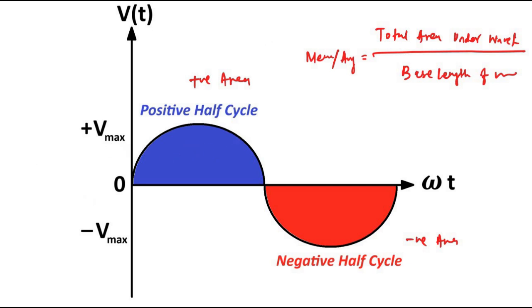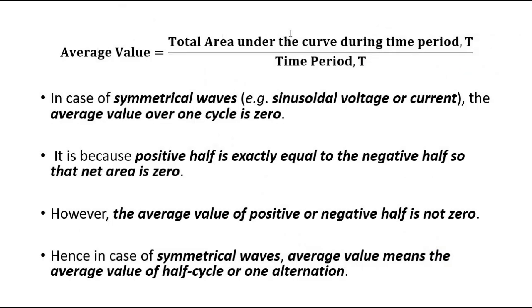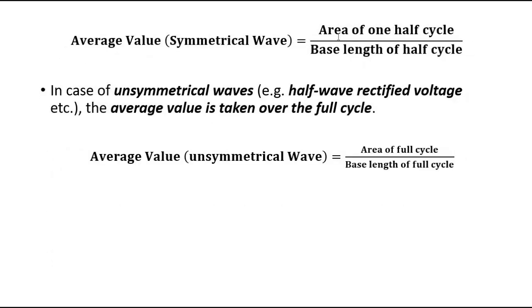So the average value is the total area under the curve during the time period T divided by the time period. For symmetrical waves, we only consider one half cycle. So for a symmetrical wave, it is the area of one half cycle divided by the base length of one half cycle. For an unsymmetrical wave, it is the area of the full cycle divided by the base length of the full cycle. So far we have not encountered any unsymmetrical waves, but that is the case.